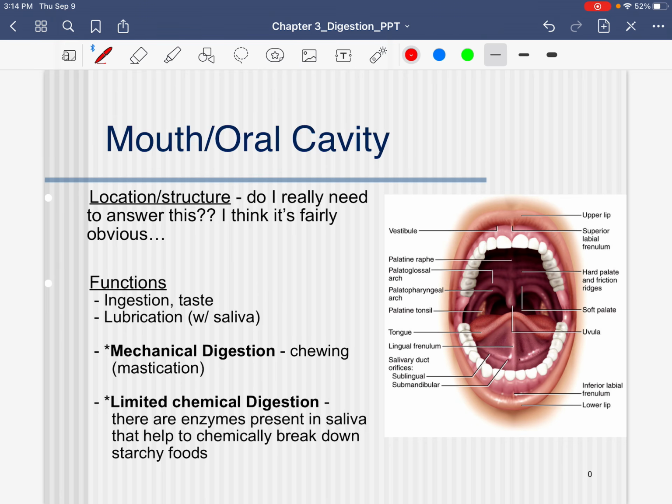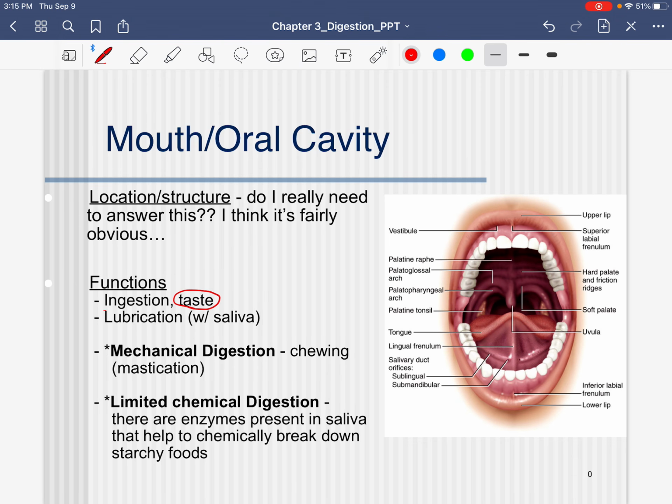Bear with me. Okay, oral cavity. This is your mouth, folks. We don't need to get into very much about structure. You can name all sorts of things about the oral cavity, but I don't think it's really worthwhile of your time to be able to say the superior labial frenulum, the palatine raphe. You don't need to know all these specifics. We just know the oral cavity. It is the mouth. But I would like you to know its functions.